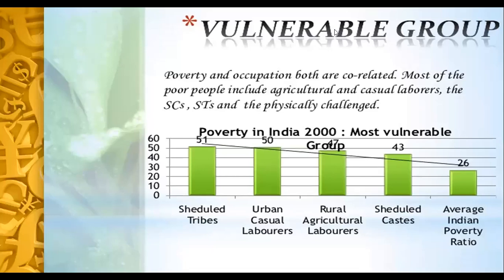Some recent studies show that except for scheduled tribe, all the other three groups, that is scheduled caste, rural agricultural laborer, and urban casual laborers, have seen a decline in poverty.